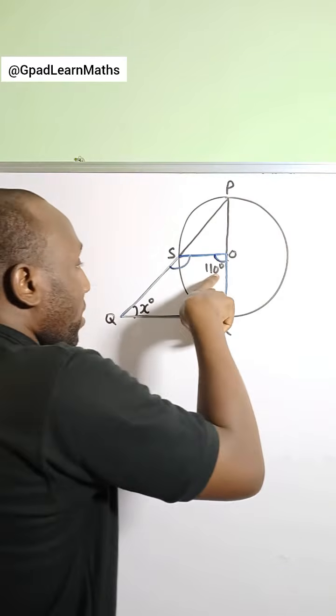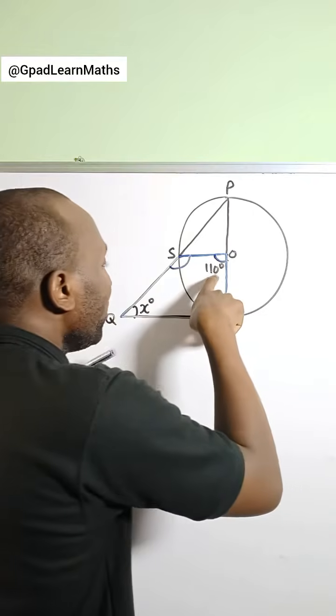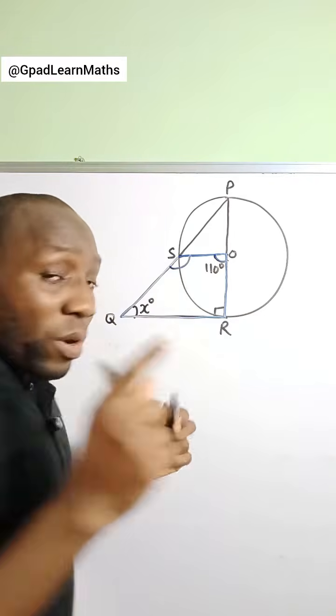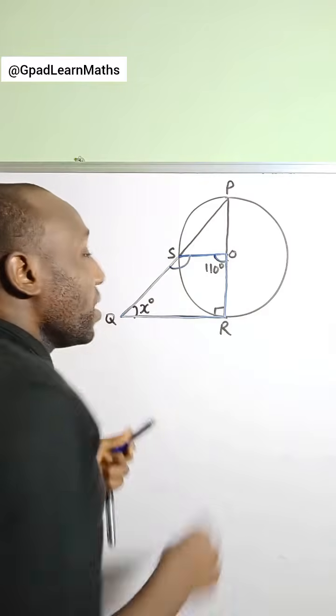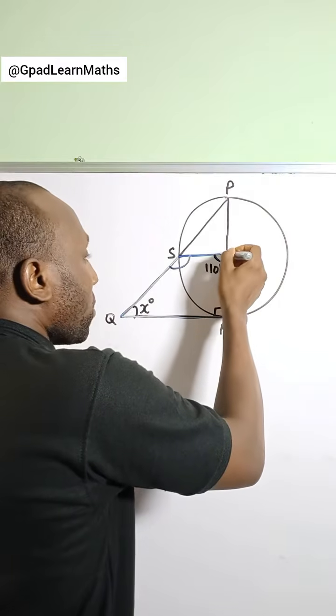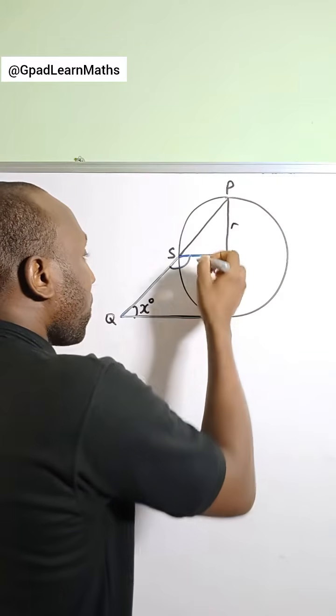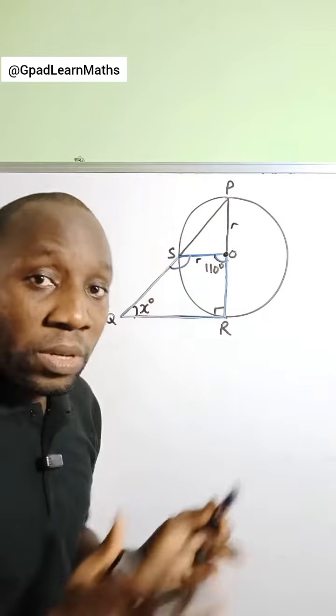So let's use this 110. This 110 is going to lead us into what we need to do. So if this is 110, now you might not see it, you will not even be told that this triangle is an isosceles triangle. How do I know that? This is the center of the circle, right? And this is a radius, another radius. So you see that this triangle is bounded by two radii.